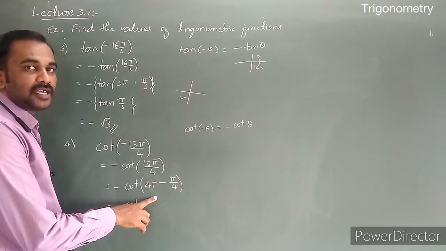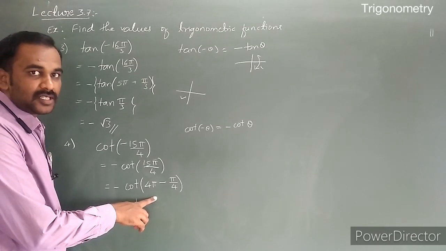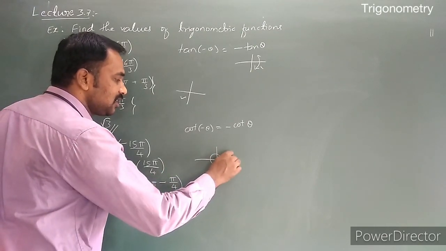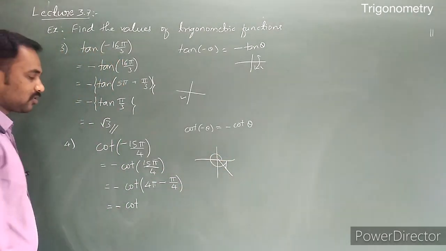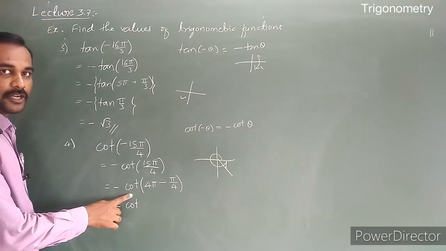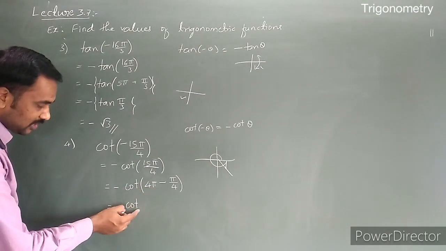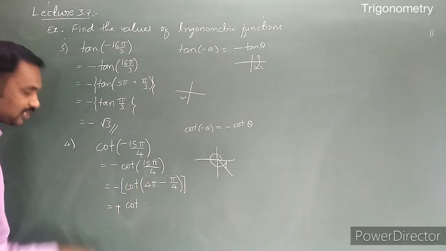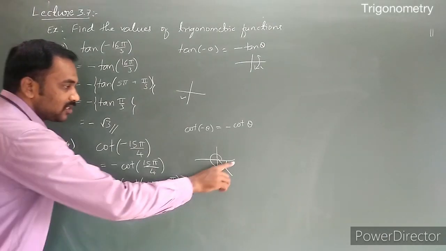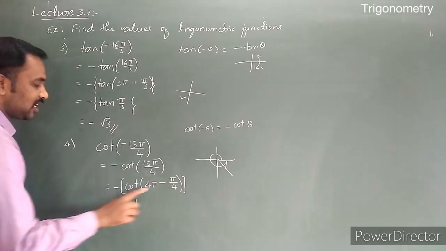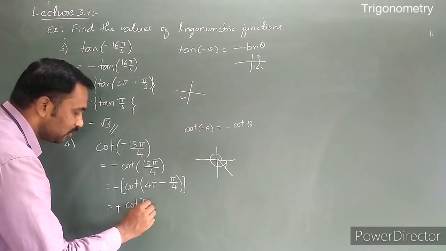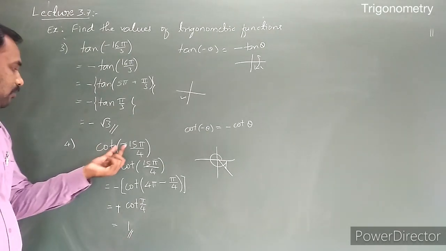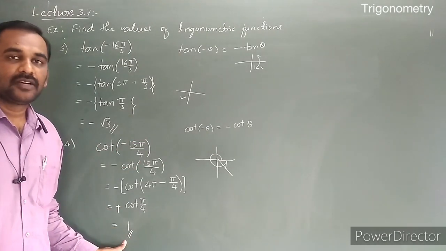Even multiple of pi means 360 plus or minus theta. Here it is 360 minus theta, which means the fourth quadrant. Is cot positive or negative there? Cot is negative. Already one negative is there, and on simplifying we get another negative. Negative into negative gives positive. Since it is 360 minus, cot remains cot of pi by 4. So cot pi by 4 is how much? 1. Therefore, cot of minus 15 pi by 4 is plus 1.